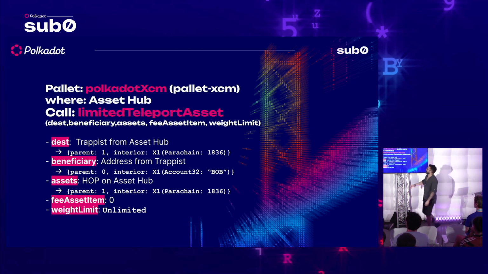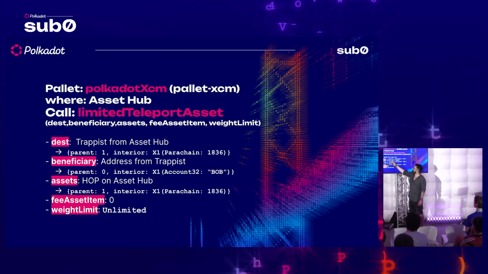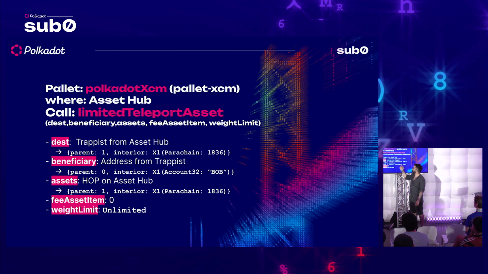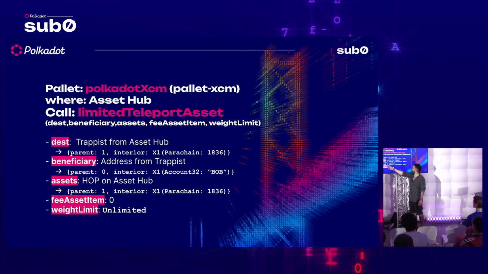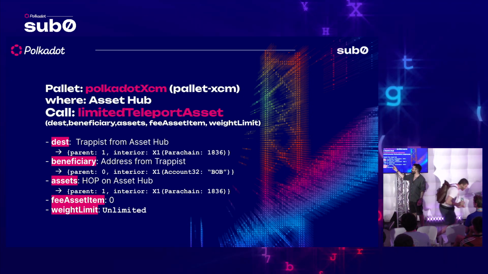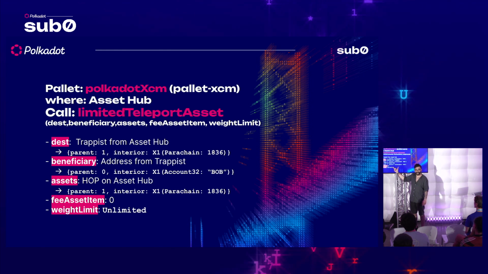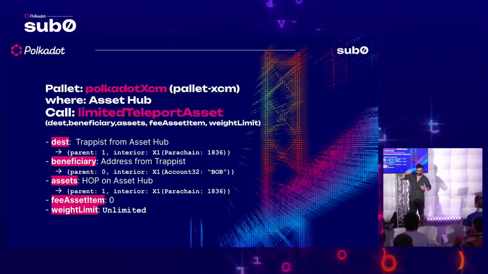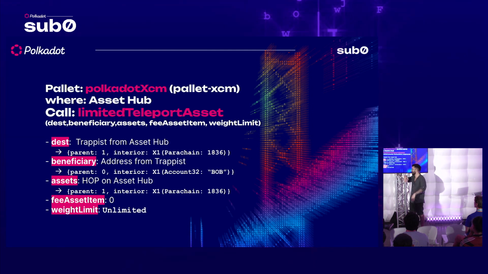Palette XCM. What's the destination? Trappist from the perspective of Asset Hub. Who is the beneficiary? Any address. Which asset do we want to teleport? Hope. But again, Hope in this case is a foreign asset, because it was registered, and that is a representation of Hope on Asset Hub itself.